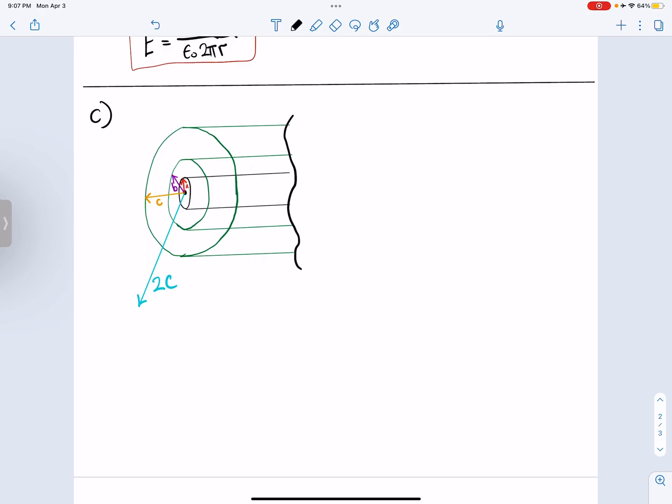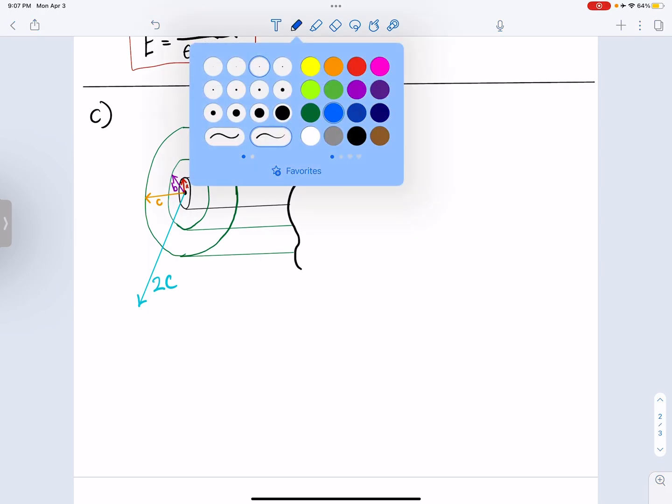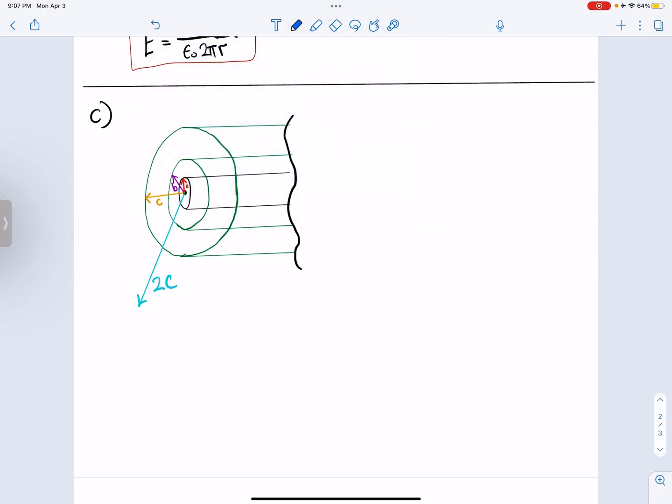So recall that in chapter 22, section 5, we talked about the electric field inside conductors and that it's always 0. So any charges in the conductors are going to have to reside on the surfaces.